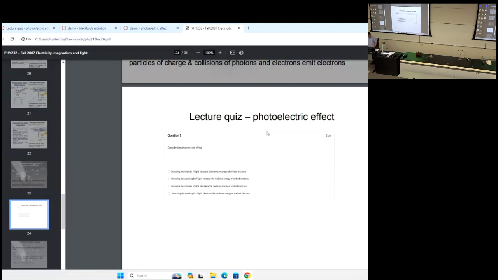Okay, so what was the question? Photoelectric effect. We're asked to think about either increasing the intensity of the light shining on a metal, or increasing the wavelength of the light shining on the metal. And we're asked whether the maximum energy of the emitted electrons grows or shrinks with those two possibilities, increasing intensity or increasing wavelength.